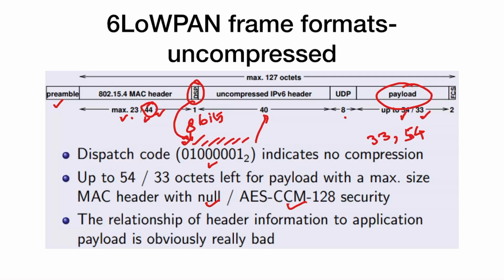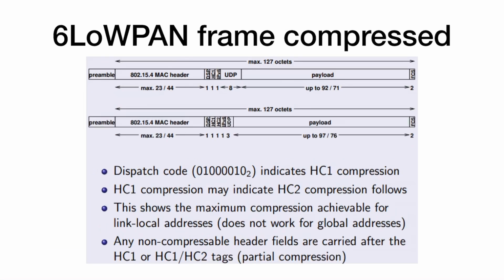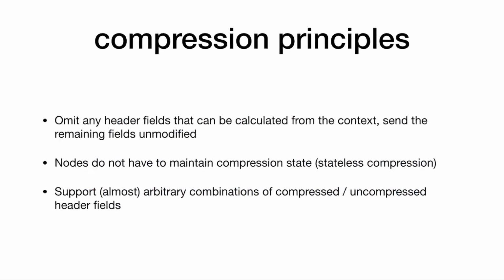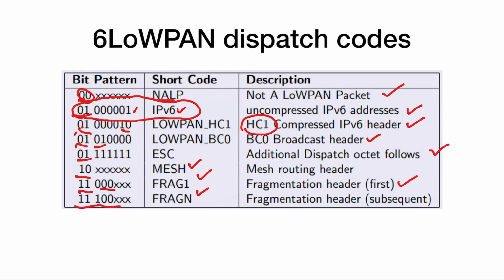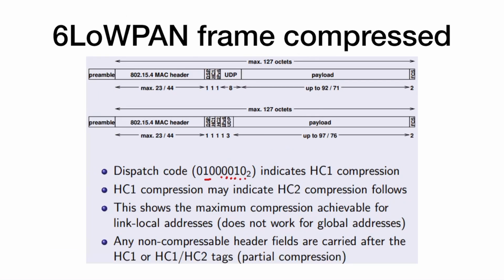Now, what happens if we compress IPv6? That's next. In this compressed case, we go for 0 1 0 0 0 0 1 0. This value is 6LoWPAN HC1, header compression number 1. Here we have the preamble, with a maximum of 128 octets. Now the maximum is 123, and 44 with security, without security.